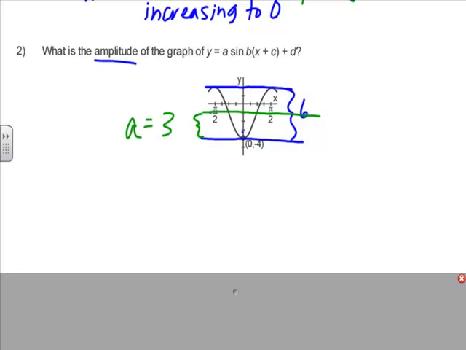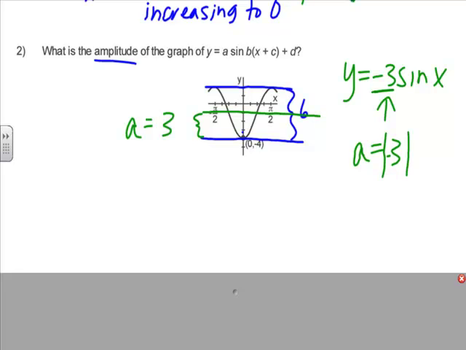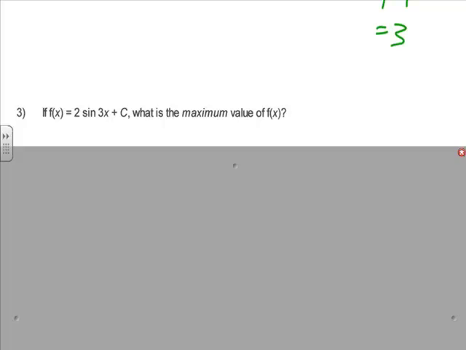And remember, even if this equation were y equals negative 3 sine x, when you're asked for the amplitude, you're still going to say it's 3. Amplitude is technically the absolute value of the thing in this position, because it's a measurement, it's a distance. Okay, moving right along.